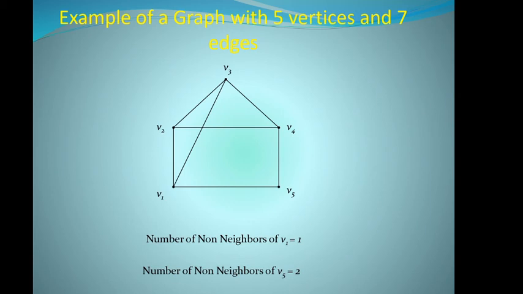But if we take V5, V5 is adjacent to V4 and V1. So the neighbors are just 2. The non-neighbors are V3 and V2. Hence the number of non-neighbors is 2.